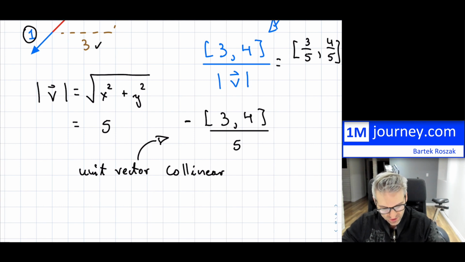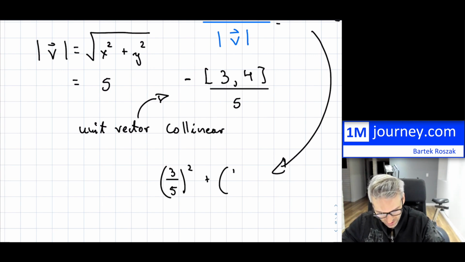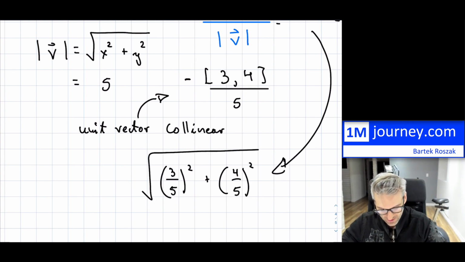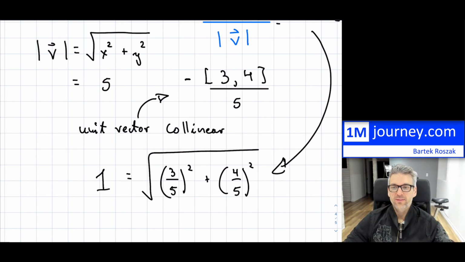So that's the vector. And now if you take its magnitude, so if you take 3 over 5 and square it, plus 4 over 5 and square it, you will find that this is just equal to 1. And that is called a unit vector. So the word unit vector just means that it has a magnitude of 1. A collinear unit vector means that it's in the same direction as your v.